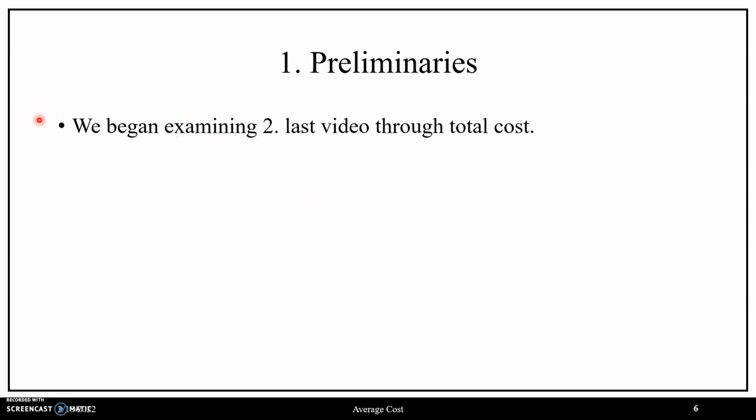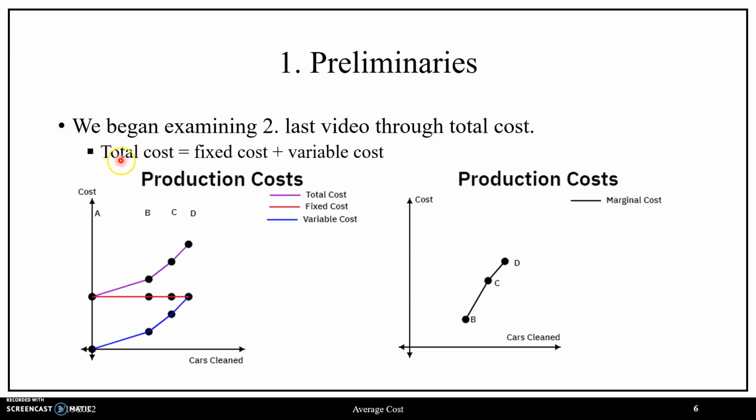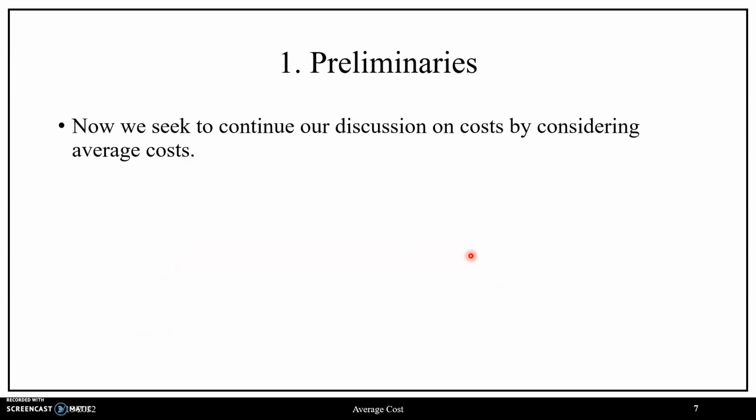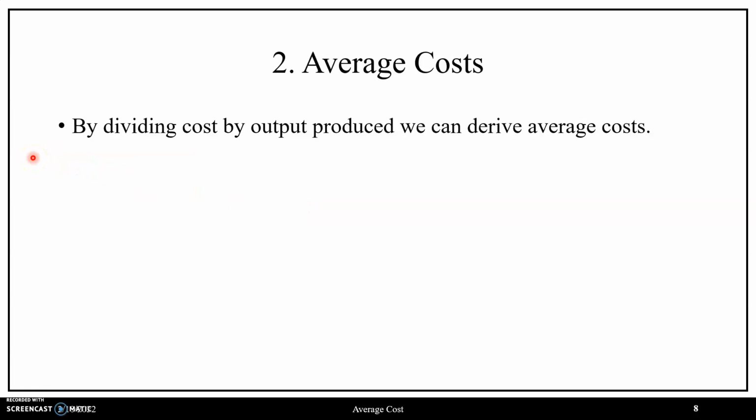our last video through our discussion of costs and total cost, where we now know that total cost is the sum of fixed and variable costs, and we know their properties graphically, and we saw the rate of change of total cost through marginal cost, which is upward sloping due to diminishing returns on labor. Now we seek to continue this discussion on costs by considering average costs.